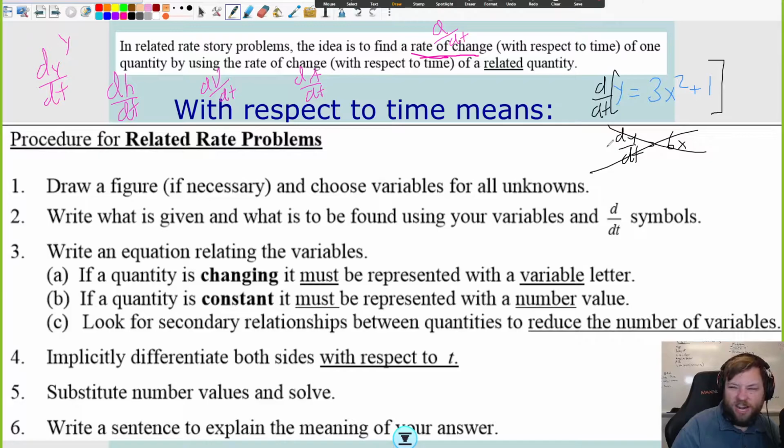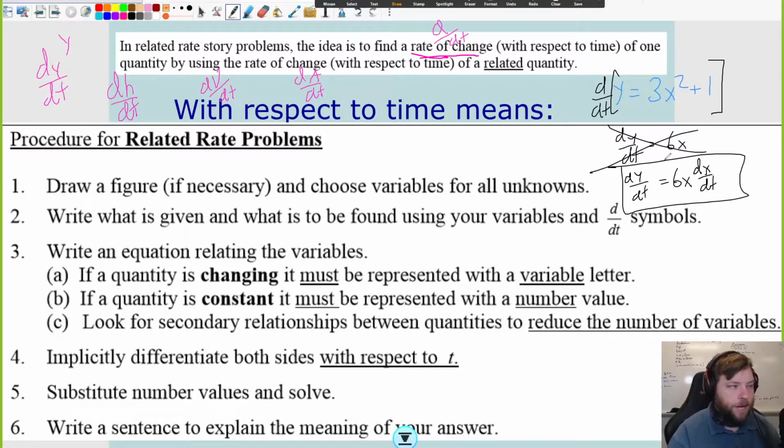So you have to chain rule the d over dt. You know how we had to do the chain rule with dy over dx for implicit differentiation? You're going to have to do that for every variable. So what we have here is dy/dt equals, the derivative of this is 6x, but then times dx/dt, and then plus 0. So always think you're going to be doing the d over dt part at the end. And that's the part people forget.